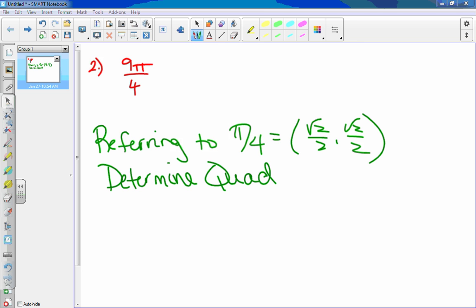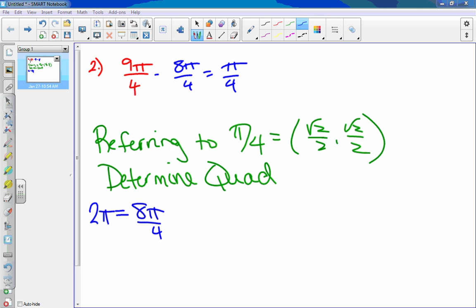So the way we're going to do that is we're going to have this denominator 4. We're going to say 2 pi is equivalent to what with the denominator 4? 4 times 2 is 8 pi over 4. So what we need to do is find the coterminal angle between 0 and 2 pi. Yes? Now, all I have to do is subtract 8 pi over 4 from here, and that's going to give me pi over 4. Pi over 4 is the coterminal angle to 9 pi over 4, which means what?